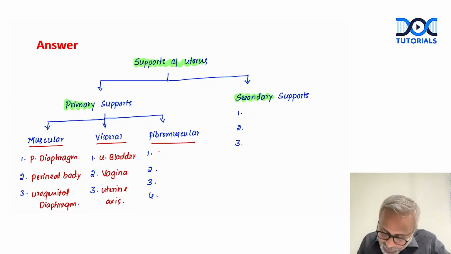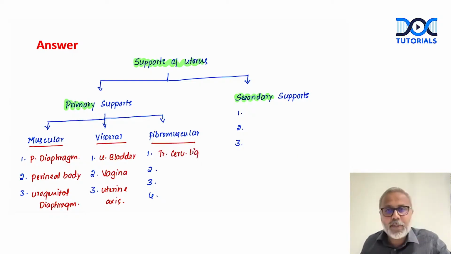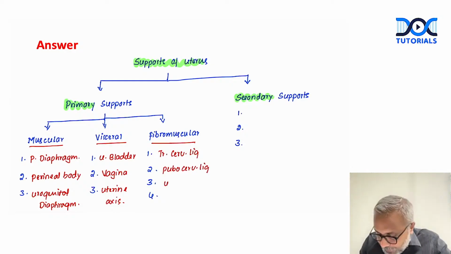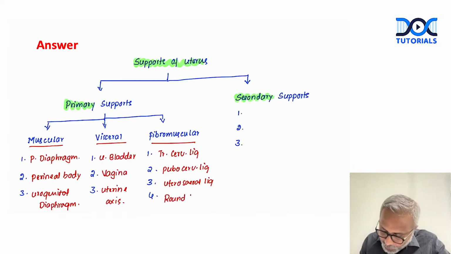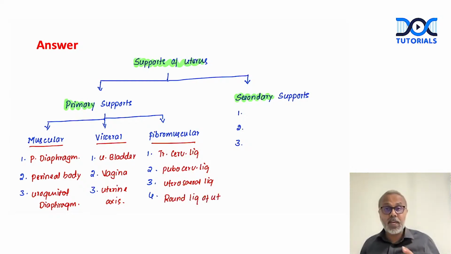Again, list them. The first one is the transverse cervical ligament. Then we have the pubo-cervical ligament, right? Then we have the uterosacral ligament, right? And finally, we have the round ligament of uterus. So these are the four main fibromuscular or ligamentous supports.